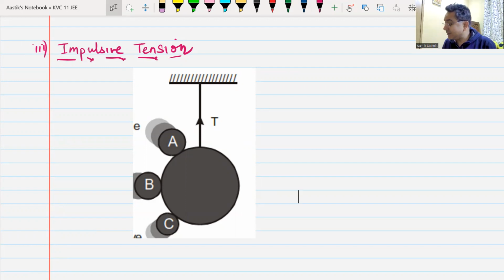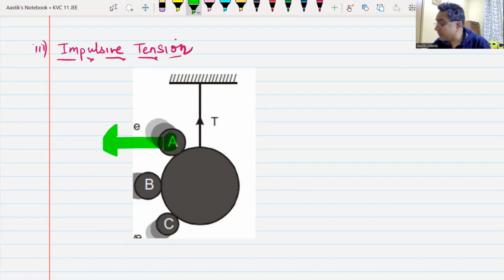Now, in case number A, the green case, we have already seen normal reaction. What about tension in case number A? Impulsive or non-impulsive? Impulsive. Everyone is able to understand this? T is impulsive.